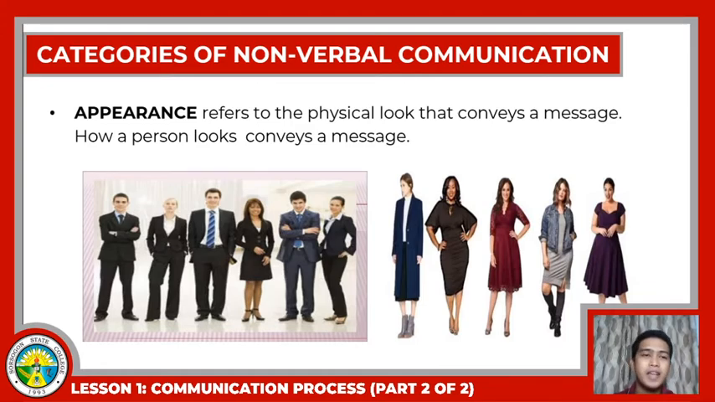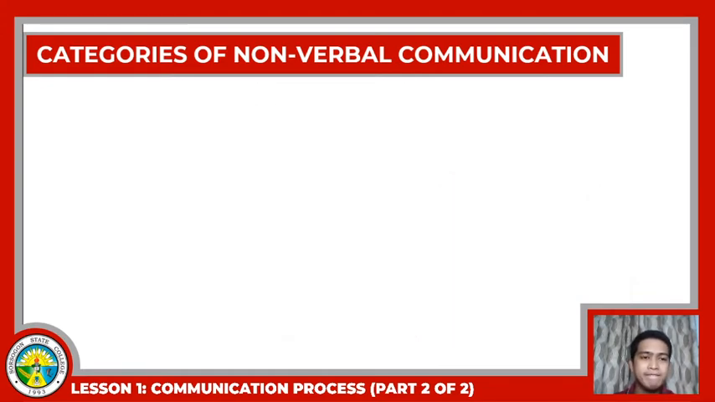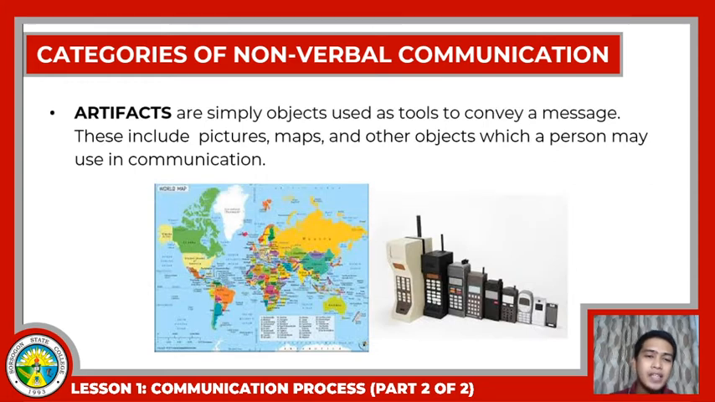Next, we also have artifacts. These are objects used as tools to convey a message, such as pictures, maps, and other objects. As you can see, in the first picture we have a map. Why is it a message? Because it provides information. It conveys a message. Then we also have telephones. There are different types of telephones. Here we have the biggest one, and then a smartphone. Those are examples of artifacts.